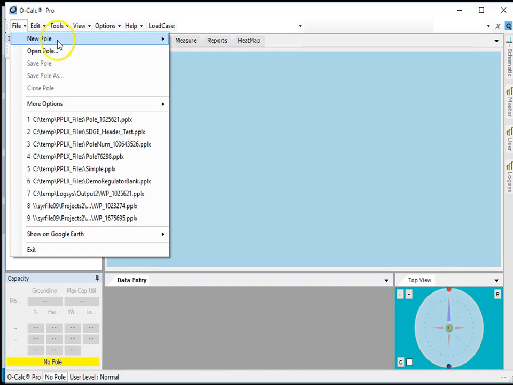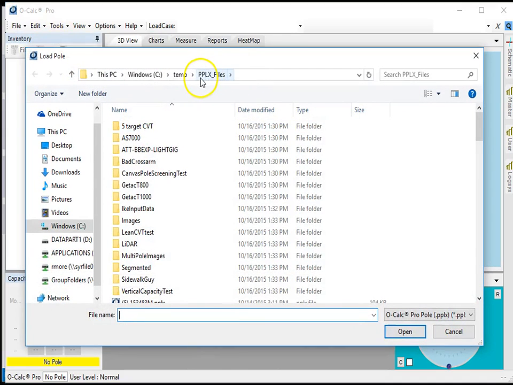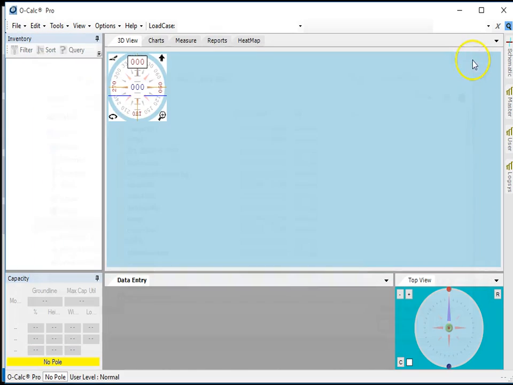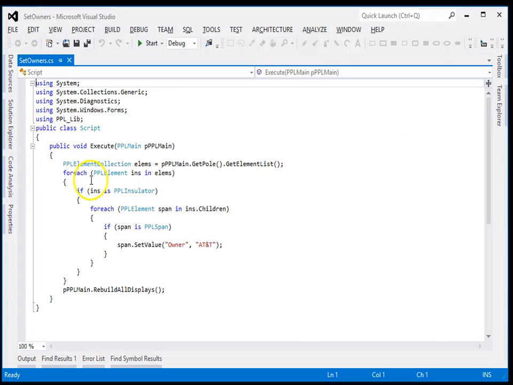If you've ever noticed, if you open a pole, the file extension is PPLX. If you want to write a script, the namespace is PPLlib, and everything is PPLMain, PPLSpan, PPLElement. And you might think, this thing was originally written for PPL and everyone else is just using it. Well, that's not the case.